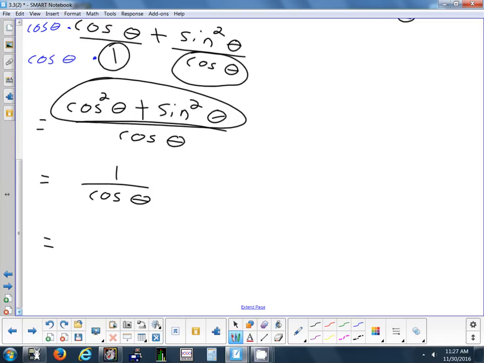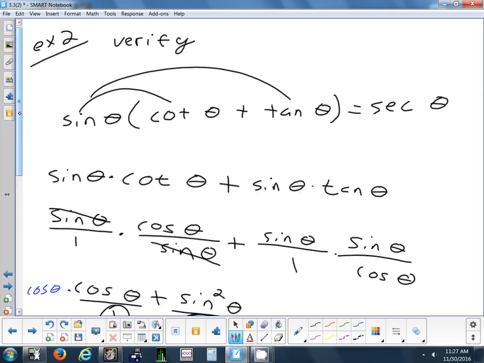And now at this point, I'm basically almost left with my answer. That's an identity we learned yesterday. What's 1 divided by cosine? Secant. So we got secant theta, and that's what they said we should get.